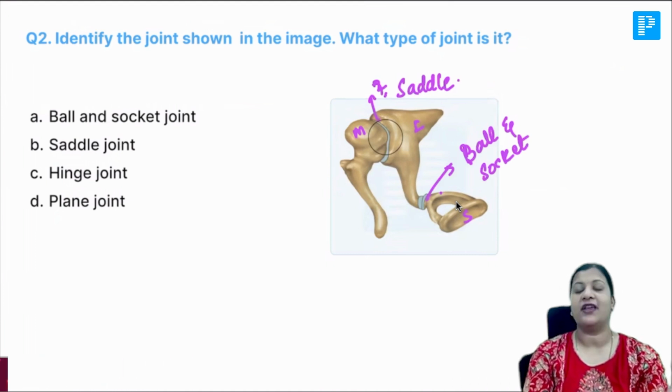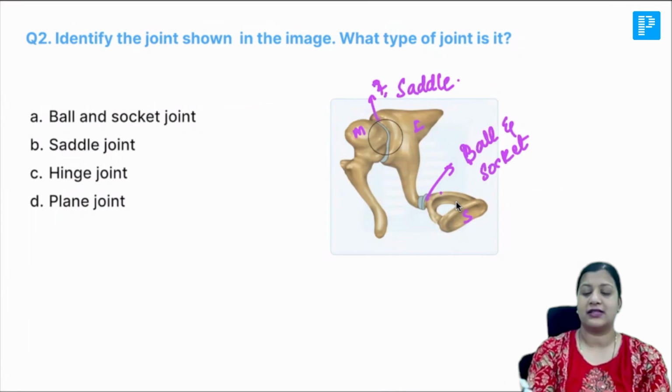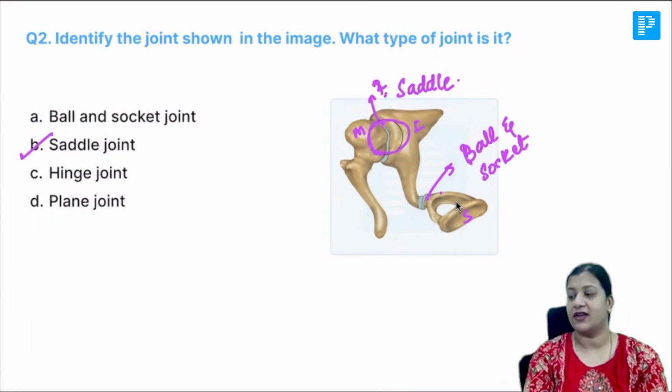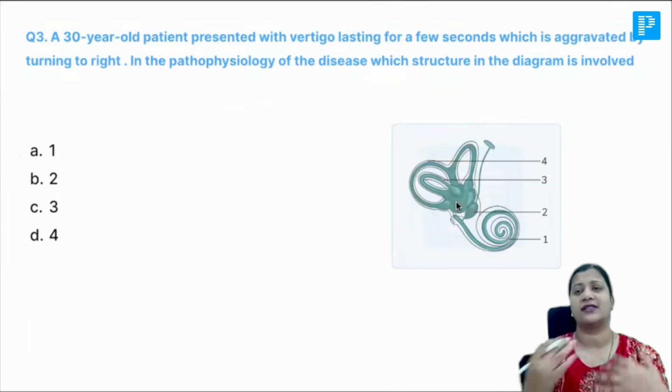This is again a previous year question, which is why I have given it to you. Here, this is the incudomalleolar joint, which is a saddle type of joint. If they had given you incudostapedial, then it would be a ball and socket type of joint. So I'm not going to discuss more on this. Let's go to the next question.